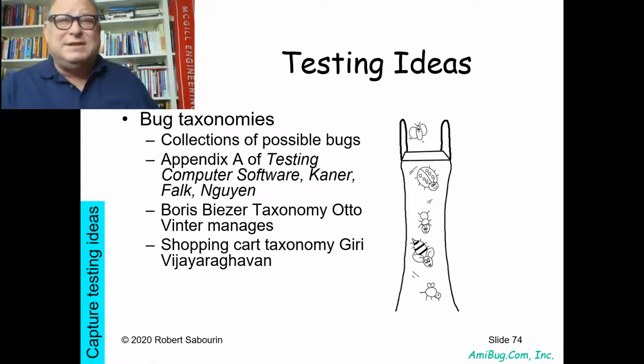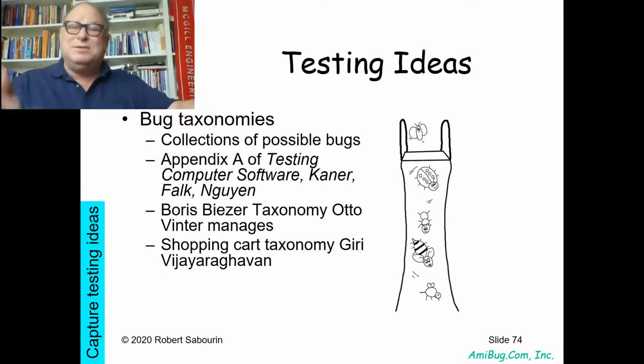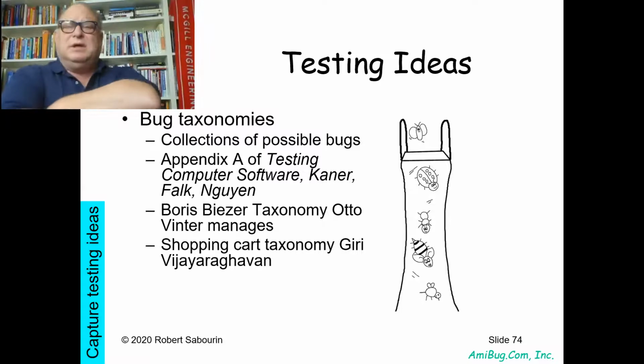Bug taxonomy ideas. This is where you look at collections of bugs that could have happened on systems similar to yours. People have been collecting bugs this way for a long time. One of the first ones that I know of was Dr. Cem Kaner. Appendix A of his book, Testing Computer Software, has, I believe he calls it, 400 common software bugs. This book was originally published in the late 1980s, early 1990s, and that list is still relevant.